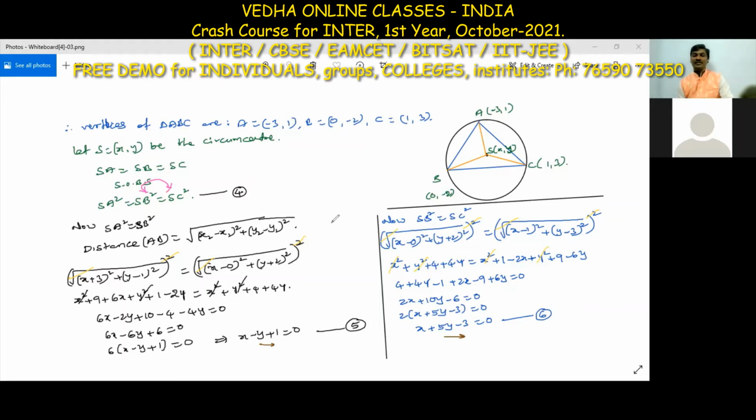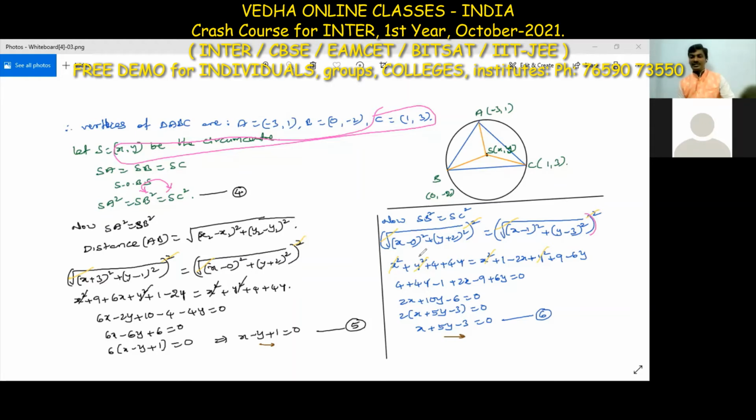So under root of S and B distance. I am taking S and B distance here. This is S and this is B. Under root of (x minus 0) whole square plus (y minus of minus 2, y plus 2) whole square is equal to S and C. S and C means this is C point and this is S point again. Applying the distance formula here: (x minus 1) whole square plus (y minus 3) whole square. For this we have whole square, squares and roots get cancelled.